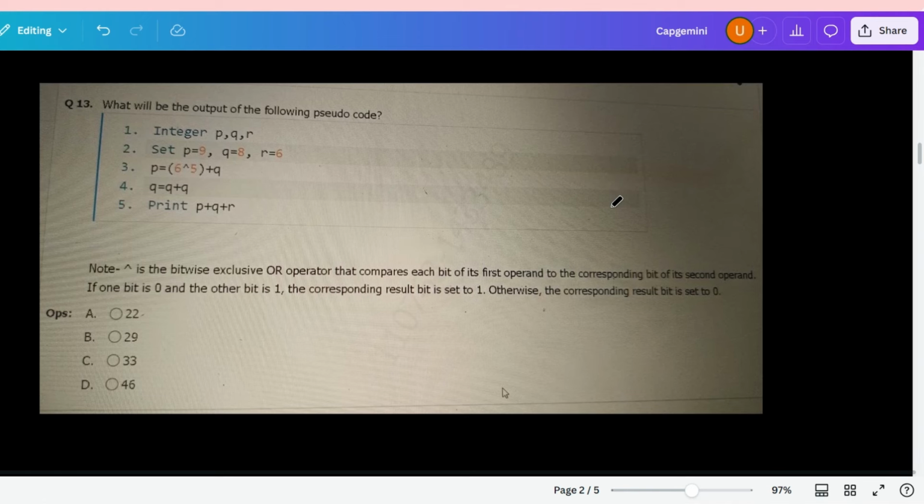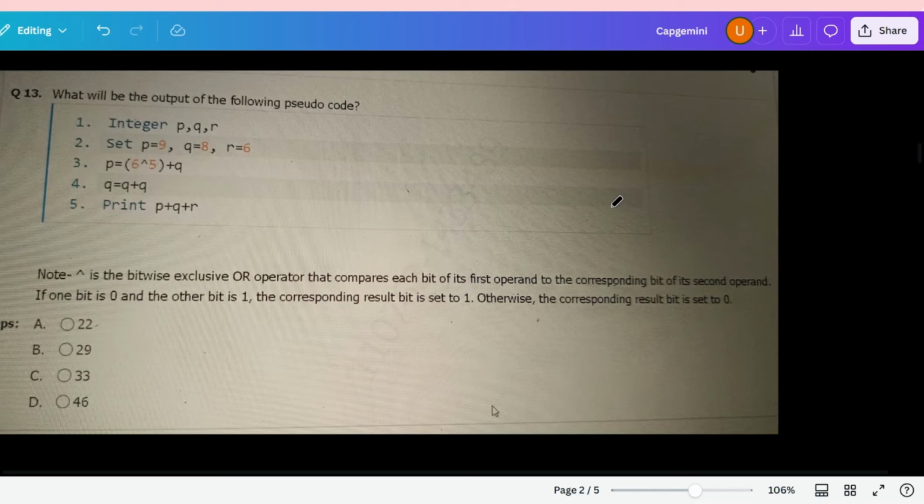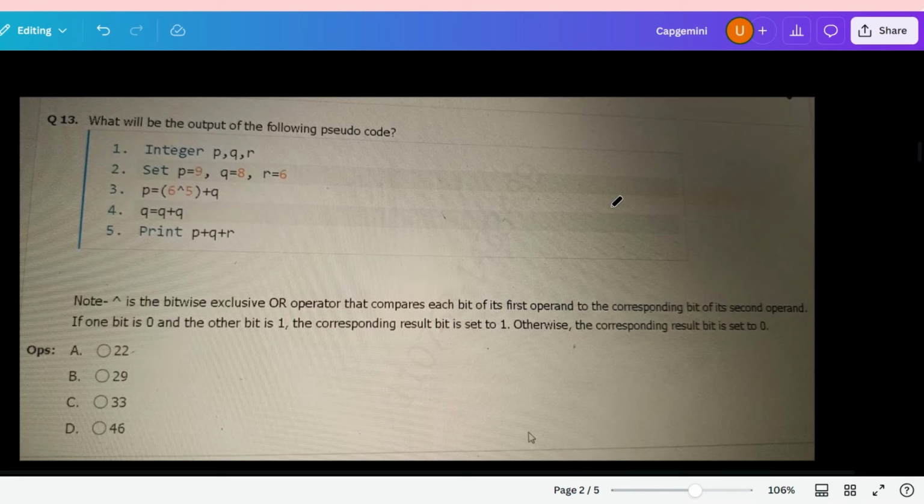So this is the first question which you have to solve right now. At first they have declared p, q, r integer variables, then initialized p is equal to 9, q is equal to 8, r is equal to 6. Then p is equal to 6 XOR 5, q is equal to q plus q, then just print p plus q plus r.